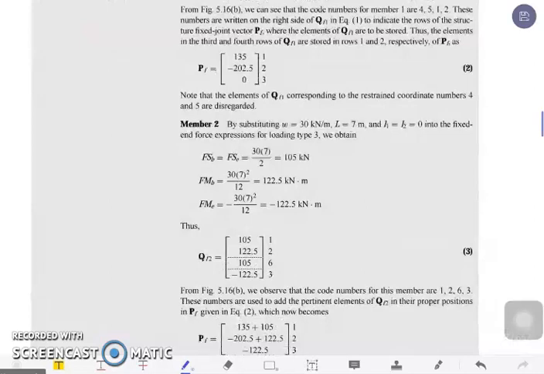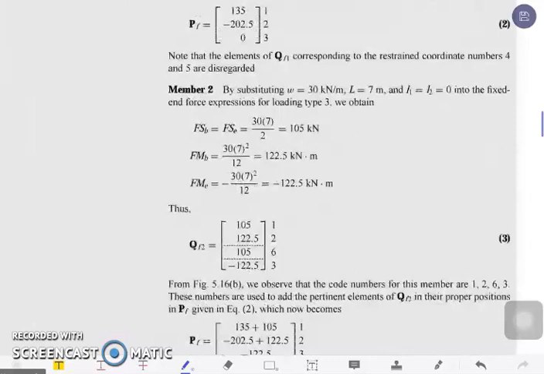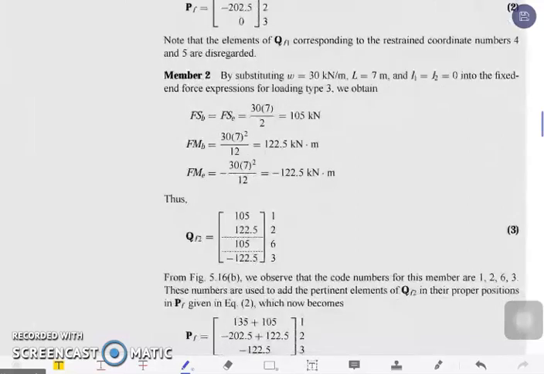So we have here identified 105 for both the beginning and end of the member for the shear forces. Then we have 122.5 for the shear force at the beginning, and for the moment at the beginning and the moment at the end, which is negative 122.5. So if you write that in matrix form, you now have the value for our Q sub F2. This is the member fixed end forces for member 2.